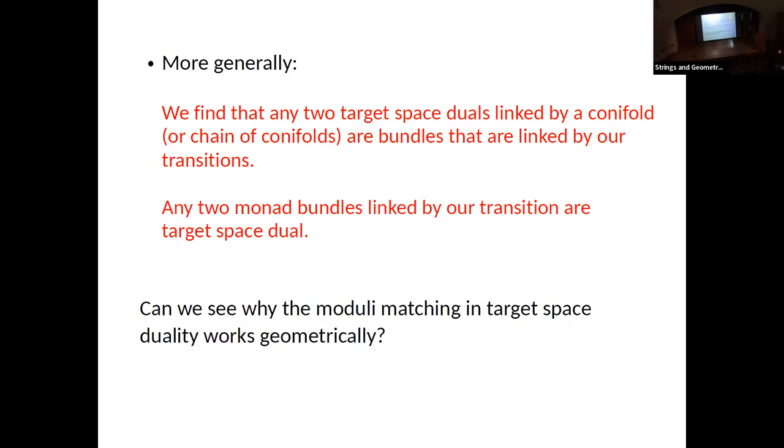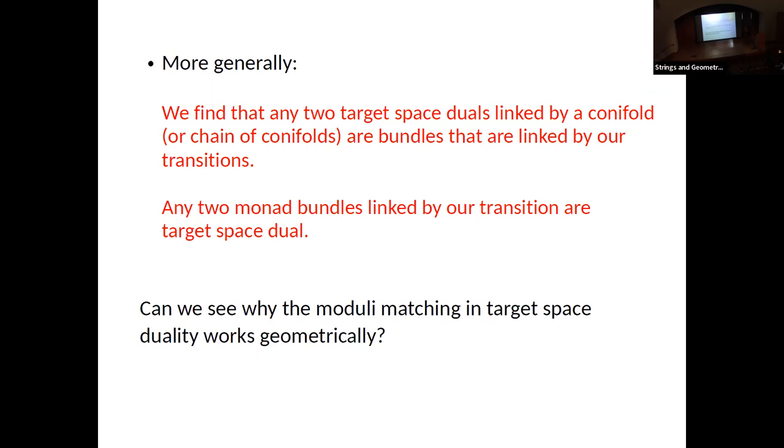And we can show that for chains of conifolds, not necessarily one conifold, every target space dual geometry that we have looked at can be connected by a process as we're describing. And if you were to restrict yourself to monad bundles, then every pair of monad bundles to which you perform our procedure will be target space dual in the GLSM. So it's if and only if.